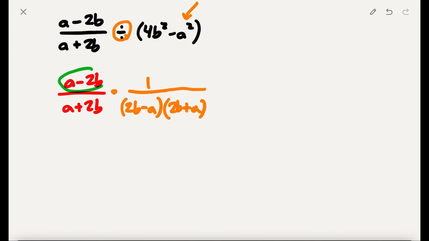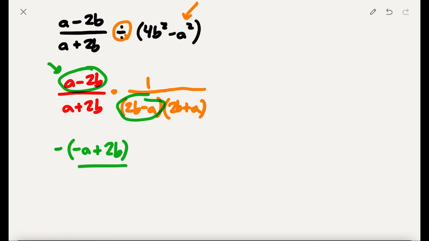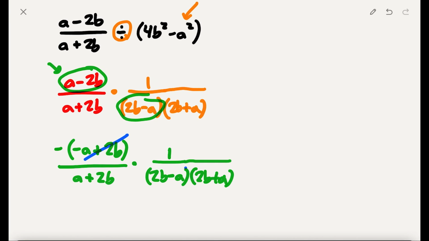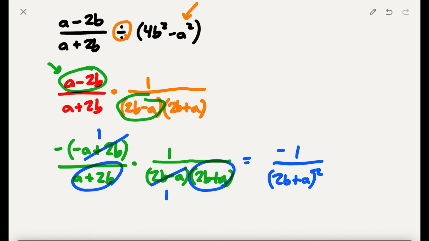Now, if you notice that this and this are really similar, only the signs are flipped. So what I'm going to do is factor out a negative from this one right here. So I'm going to factor out a negative, and you're going to have negative a plus 2b. Then I'm going to rewrite everything else. Okay, now from here you'll notice that this and this are actually the same. So those would divide out because it's just 2b minus a in a different order. And at the top you're going to be left with negative 1 if you multiply across. And then it's just going to be 2b plus a quantity squared because technically this and this are the same.